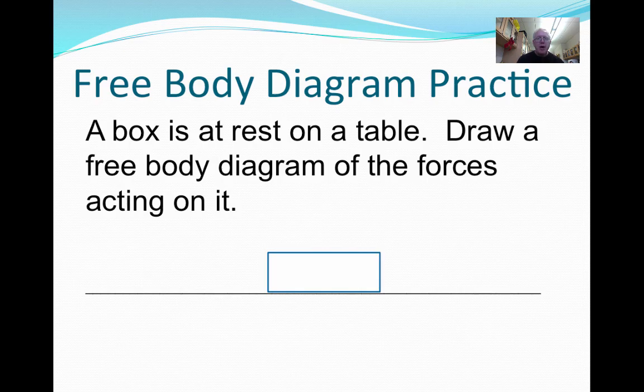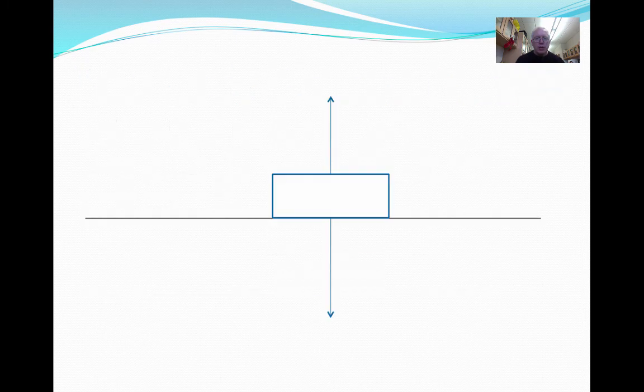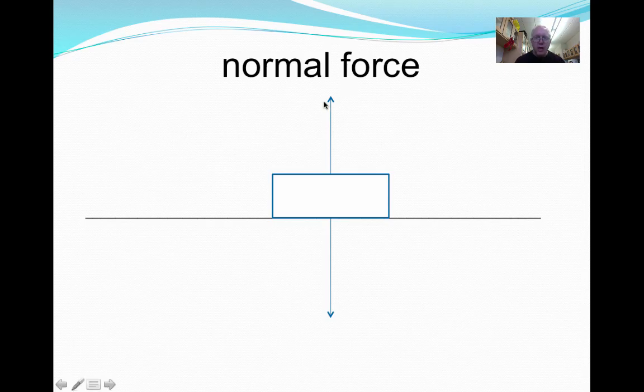Okay, so here's a free body diagram practice for you. If the body is at rest on a table, we're going to draw a diagram of the forces acting on it, right? So we'll always be dealing with a box here. So what do we got? We got two forces. One is going to be pushing down and one is going to be pushing up. The normal force with the arrow facing in the up direction, and then we have the weight balancing it out.